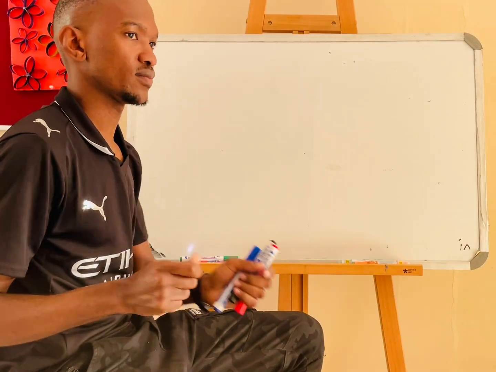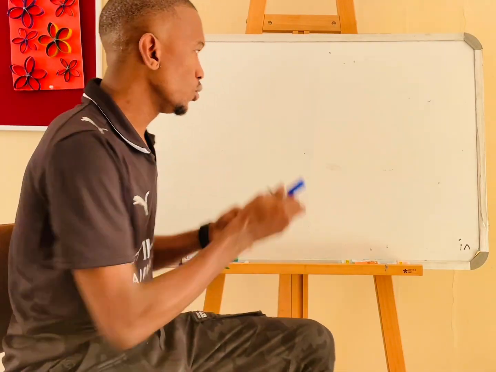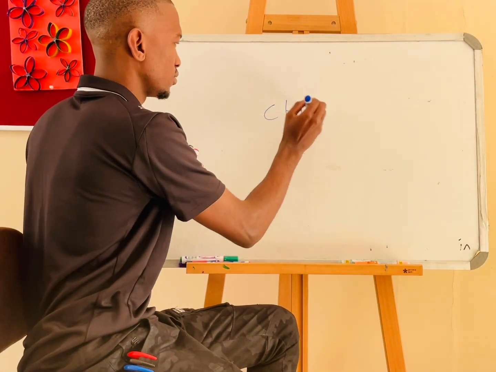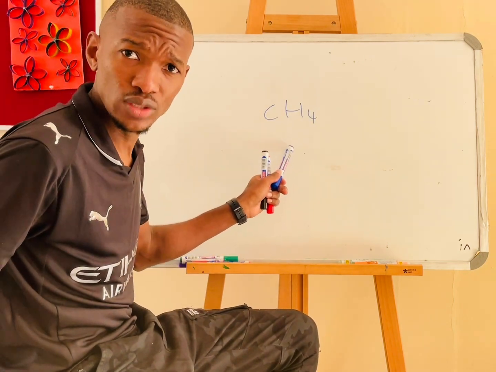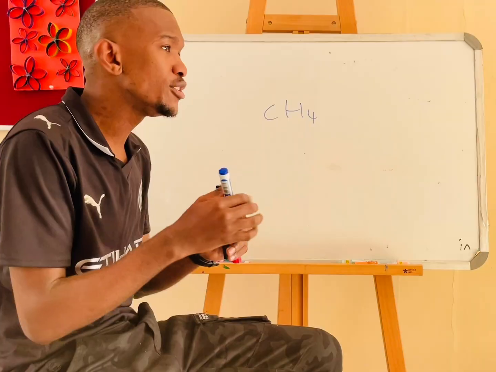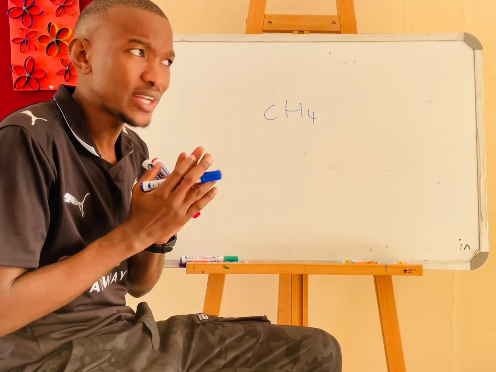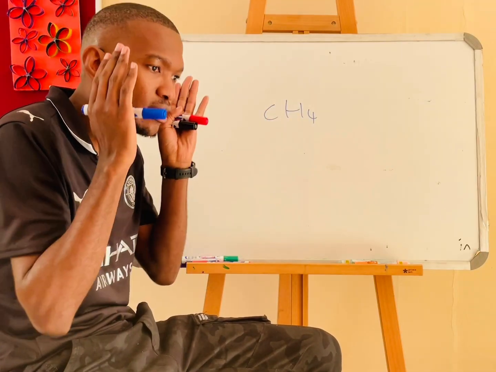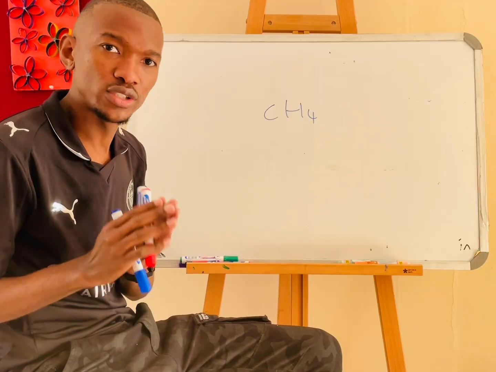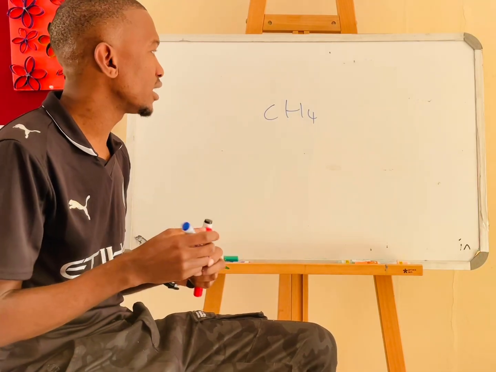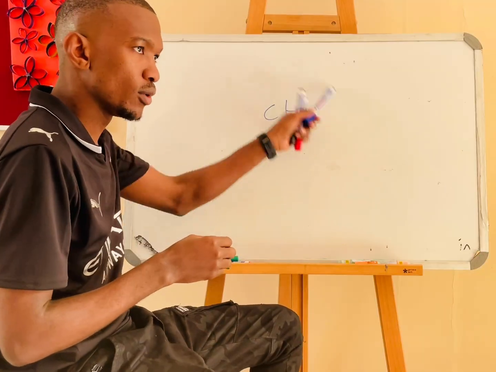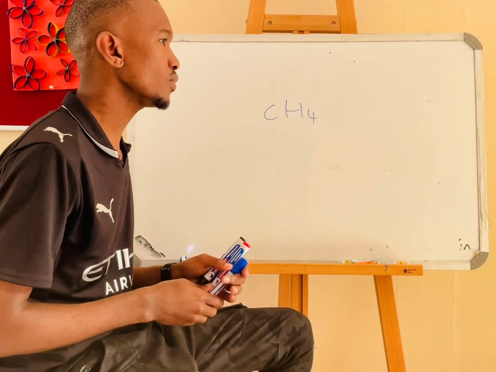So guys, here's the thing. You look at this guy, CH4. You tell me, is this an ionic bond? No. Remember, when you see non-metals all combined together, we talk about a molecular compound, which are covalent bonds at the end of the day. So you can see it's a molecular compound.